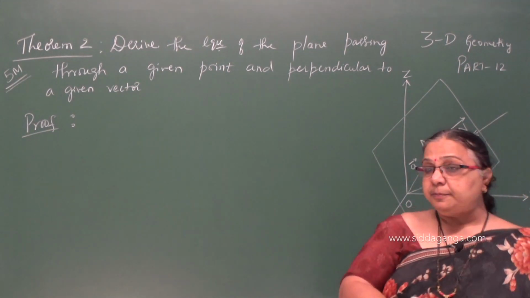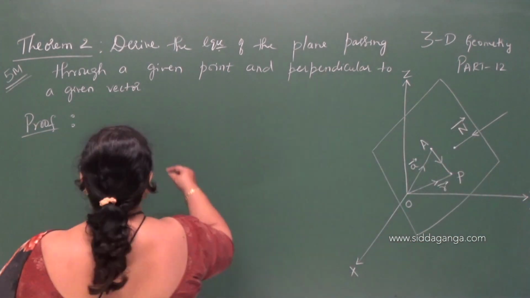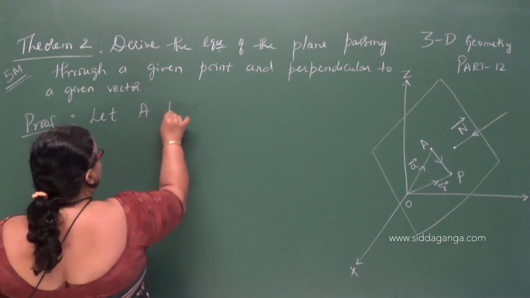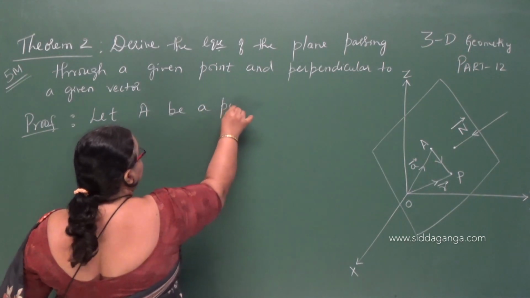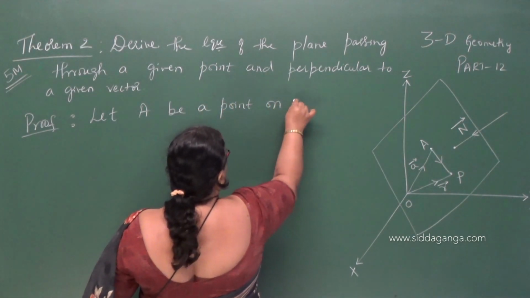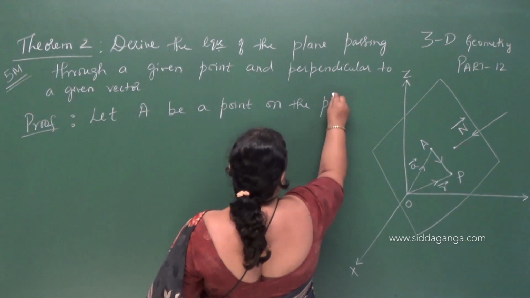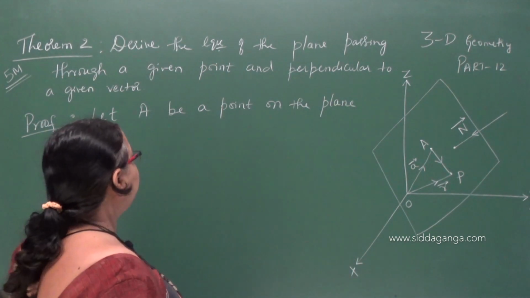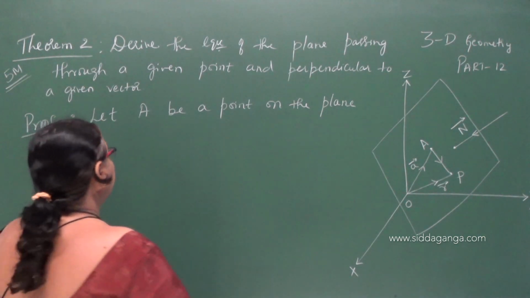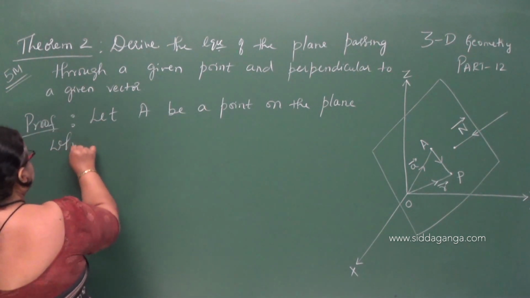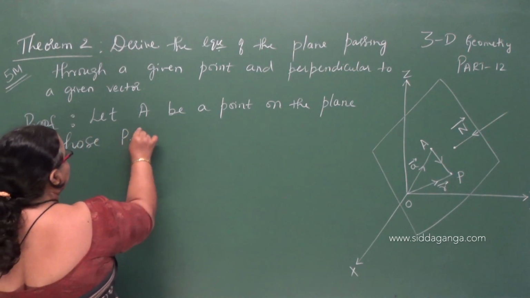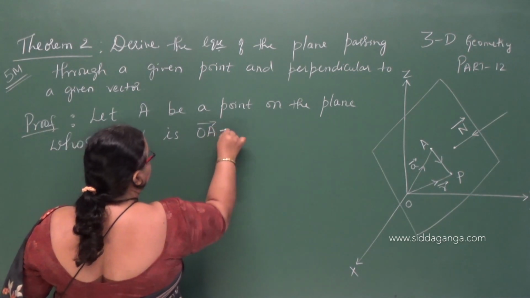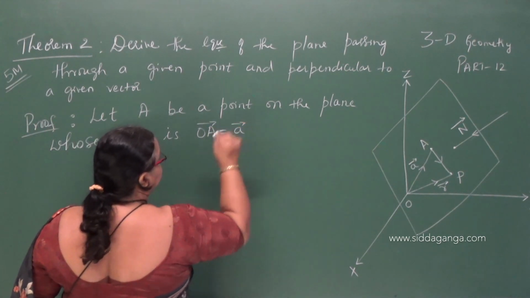So here, let A be a point on the plane. Let A be a point on the plane. The plane passes through the point A whose position vector is vector OA equal to vector a.